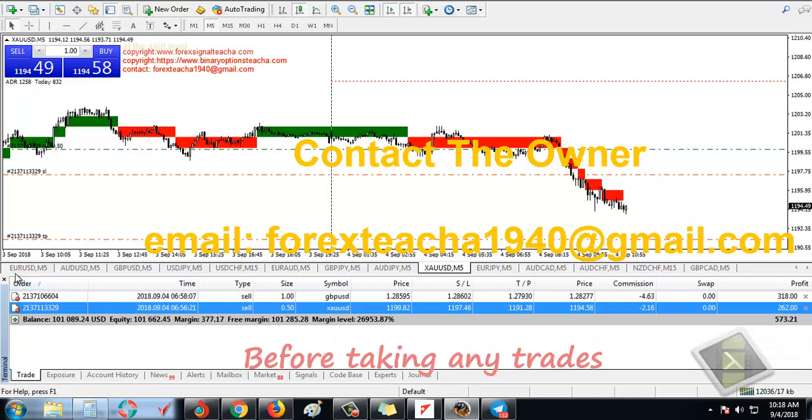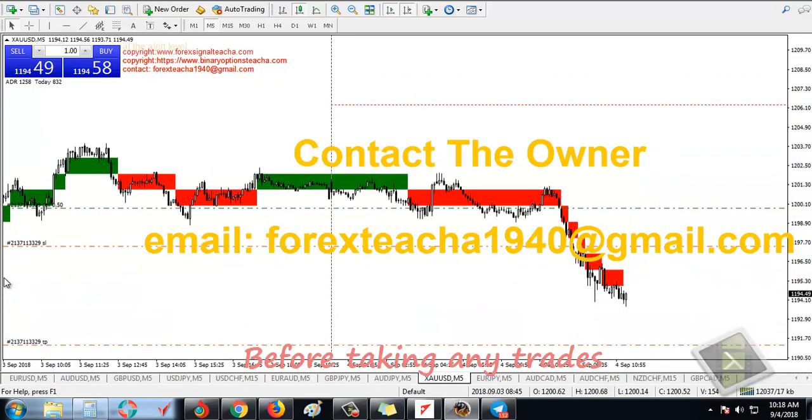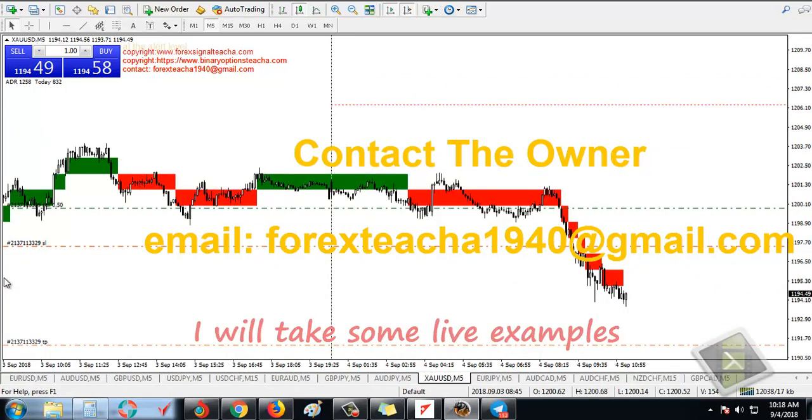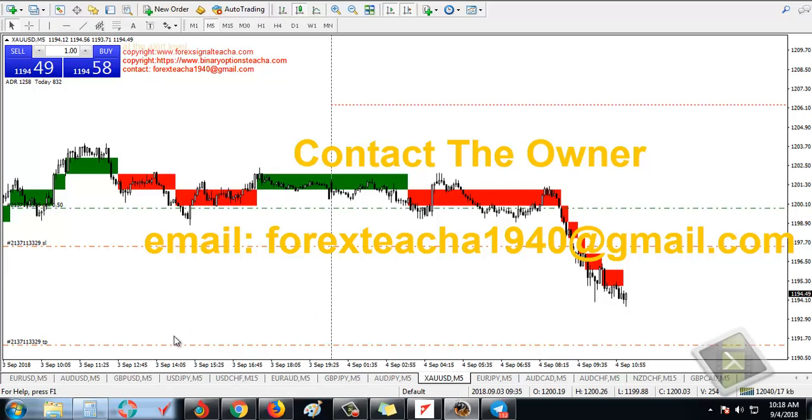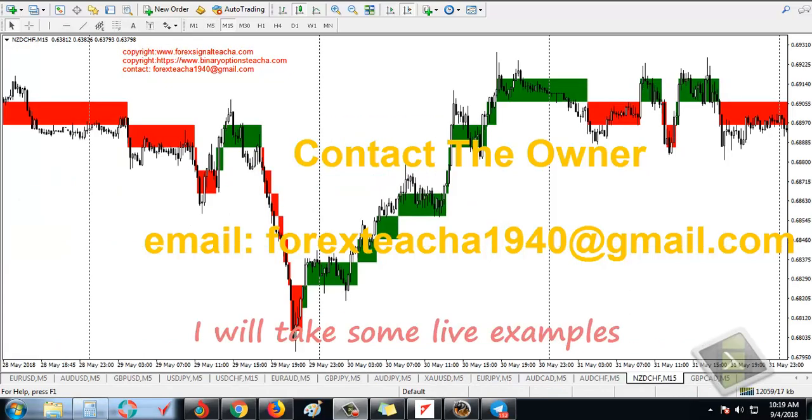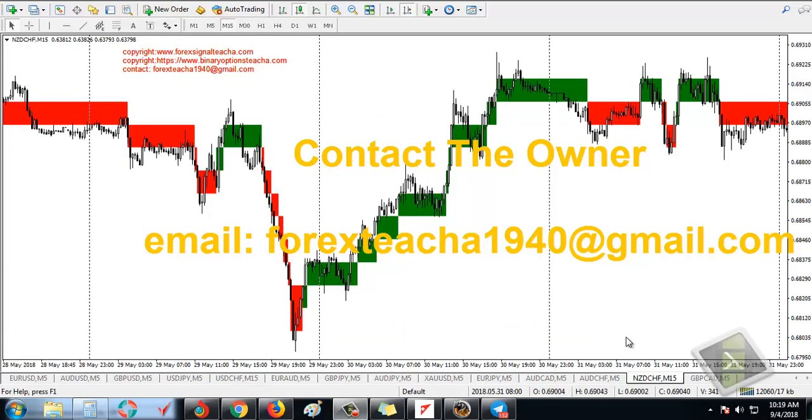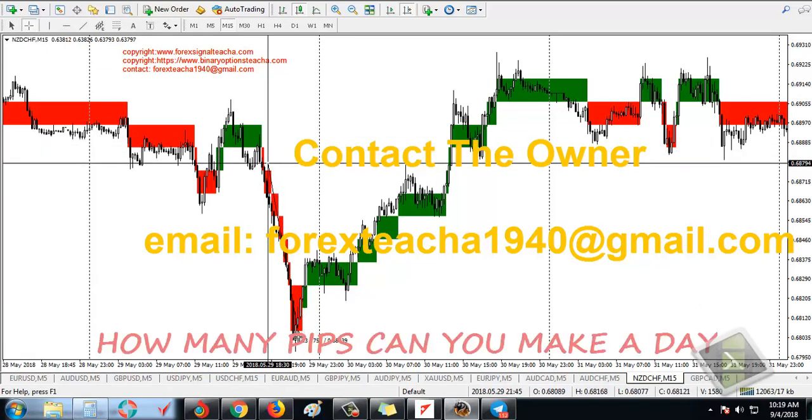So with that being said, I want to make some live examples first, and then I'll explain the rest of the strategy and everything that I will be doing. So I'm going to take some live trades. Before taking any trades, I want to show you the system in action and also show you how many pips it is possible to make.